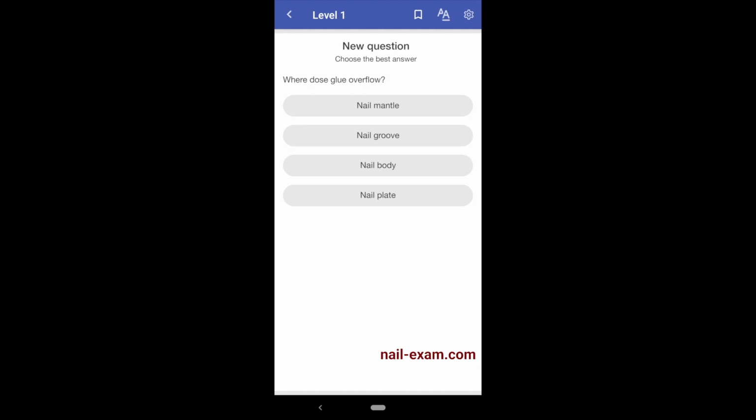Where does glue overflow? Answers: A. Nail mantle. B. Nail groove. C. Nail body. D. Nail plate. The answer is B.